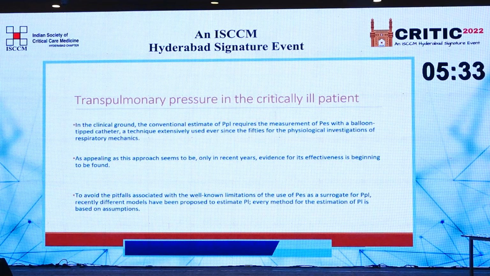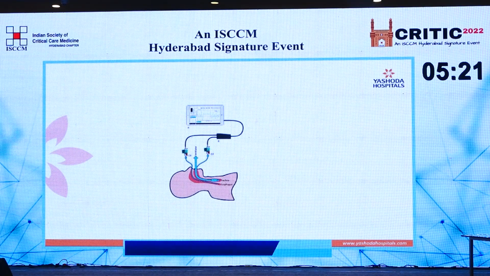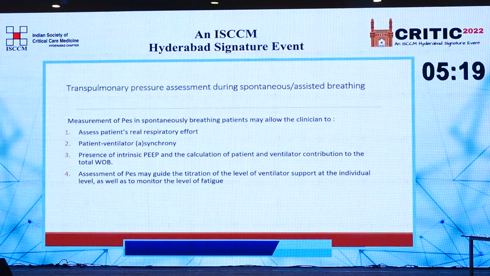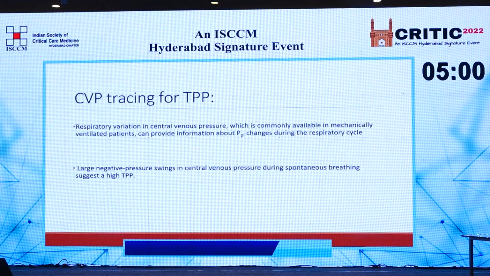Transpulmonary pressure has been available since the 50s, but the challenge was its interpretation, and its use in clinical practice has come from recent evidence. Where we use this right now is to assess whether the patient has respiratory efforts, whether there is asynchrony, whether intrinsic PEEP is developing, whether we need a proper recruitment maneuver in these patients, or whether we also need to go up on plateau pressures because of a very poorly compliant lung, chest wall, or abdominal wall.